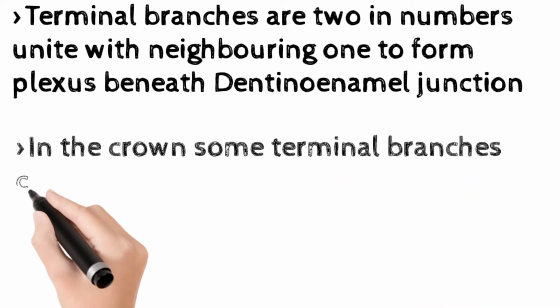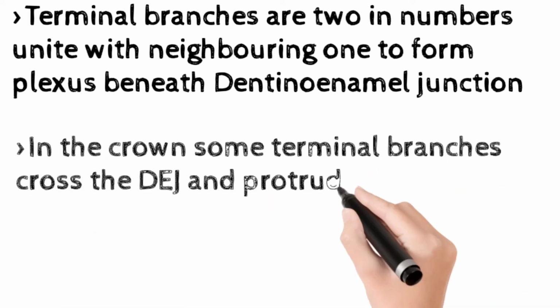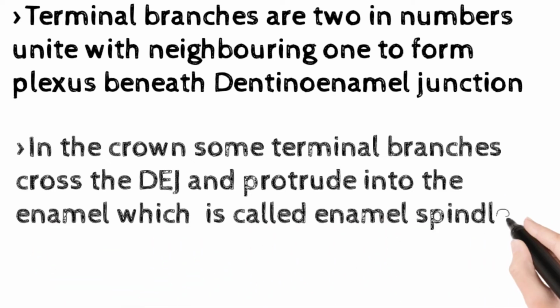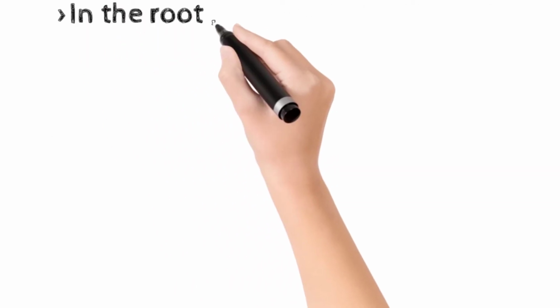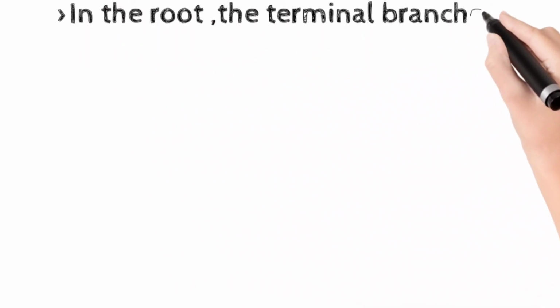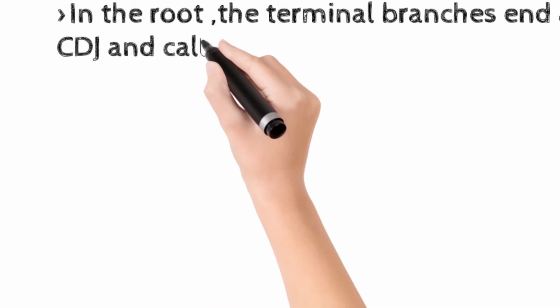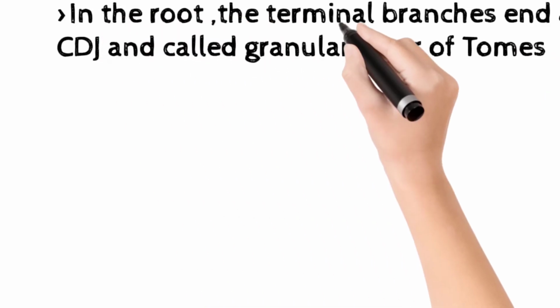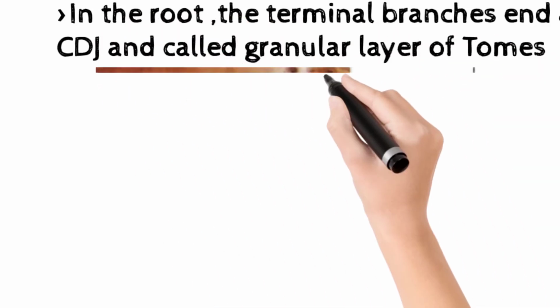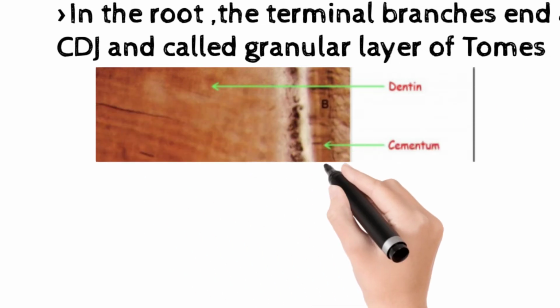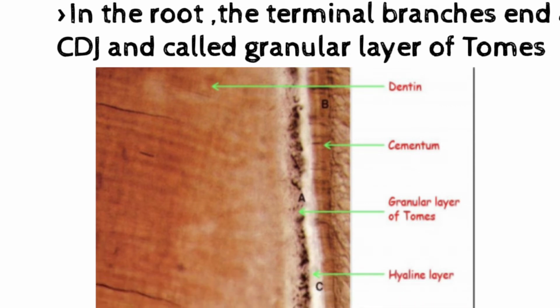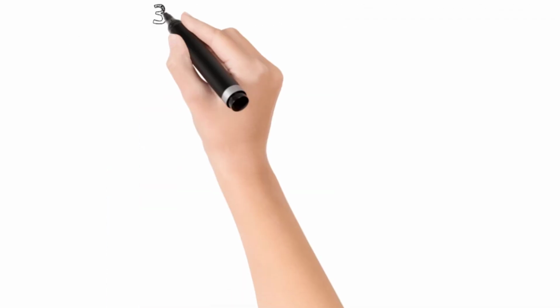Now some terminal branches in the crown cross the dentino-enamel junction and protrude into the enamel, which is called enamel spindle. Now in the root, the terminal branches end at cemento-dentinal junction and called the granular layer of Tomes. Now here look at this diagram. On the right side there is a dentin and the left side there is a cementum, and on the dentino-cemental junction there is a granular layer of Tomes, which is actually terminal branches which end at cemento-dentinal junction.